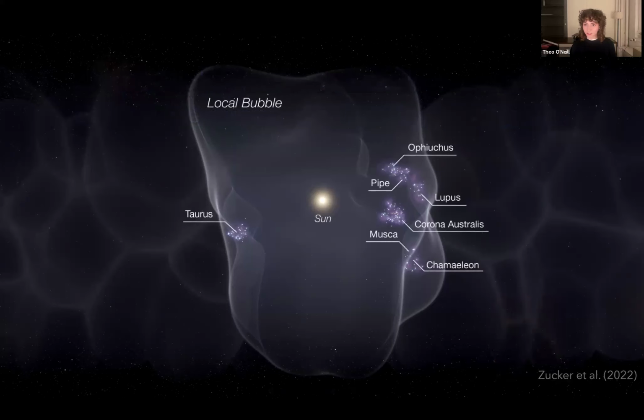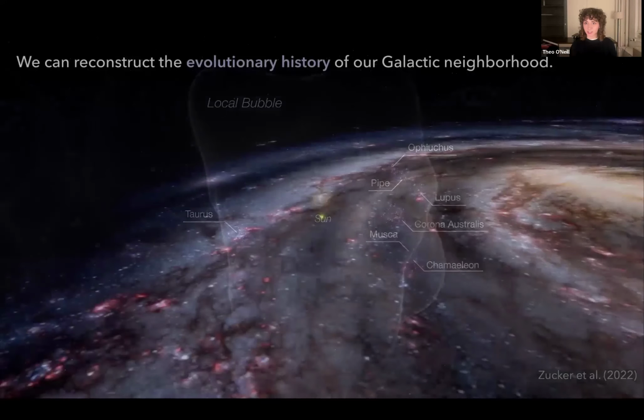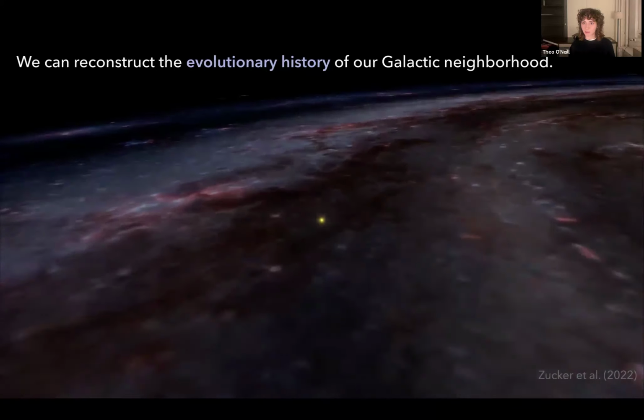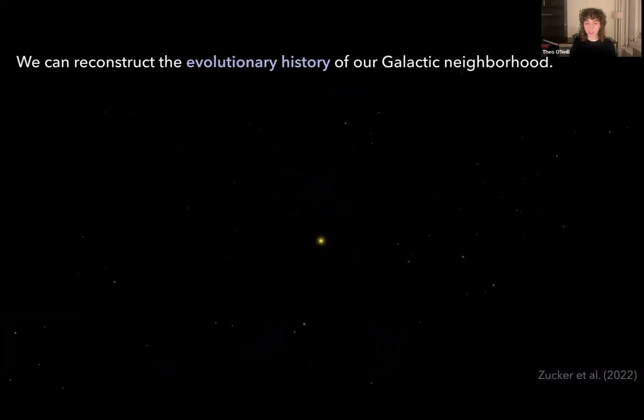This includes well-known star-forming regions, which some astrophotographers in the room might be familiar with, so places like Taurus or Lupus or Corona Australis, really well-known nearby star-forming regions that we've known about for many, many years. What Catherine did is used new data on the structure of the interstellar medium and on the motion of young stars to reconstruct the evolutionary history of our solar neighborhood.